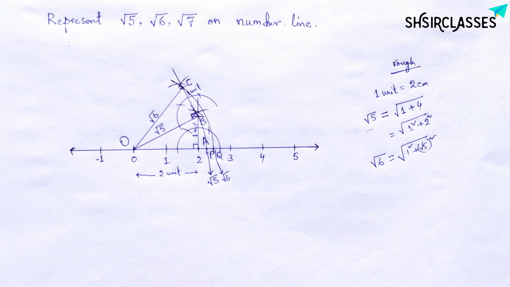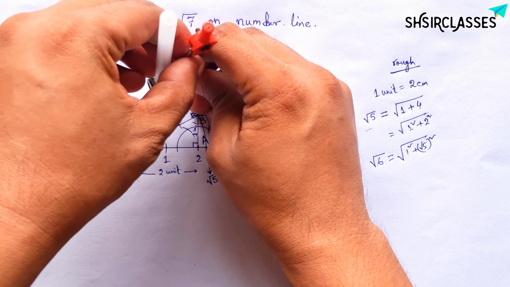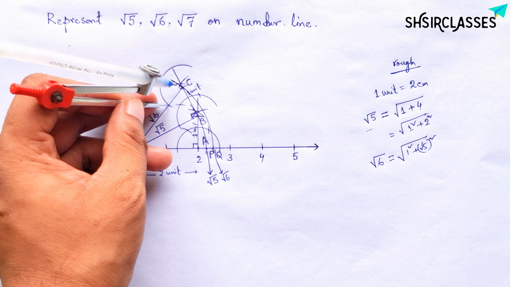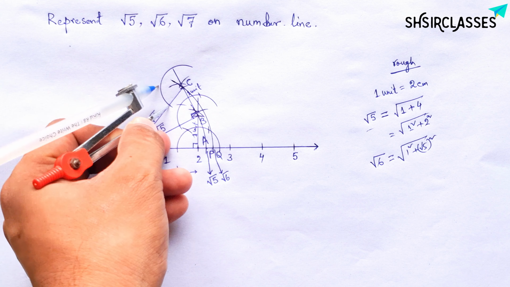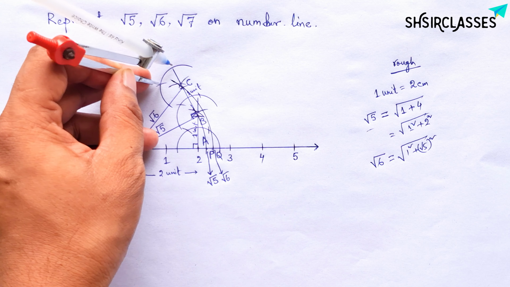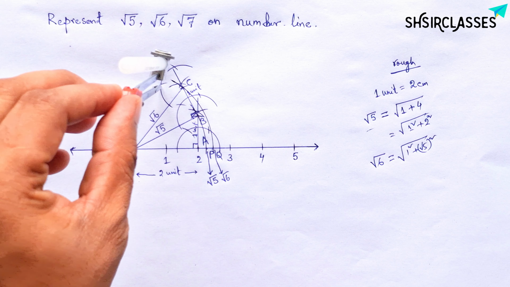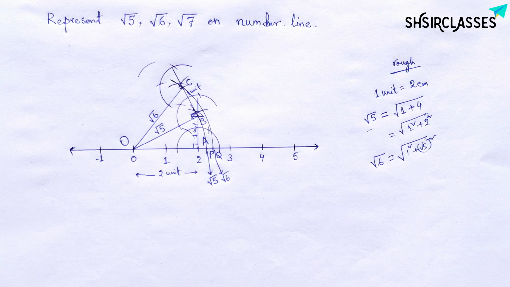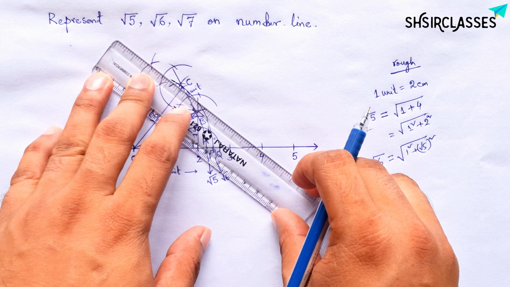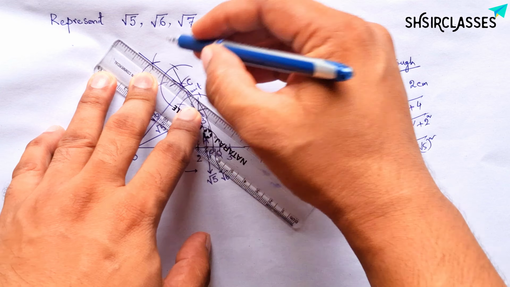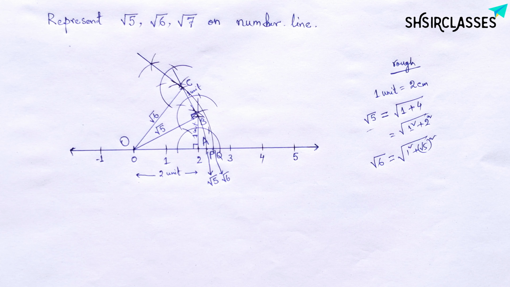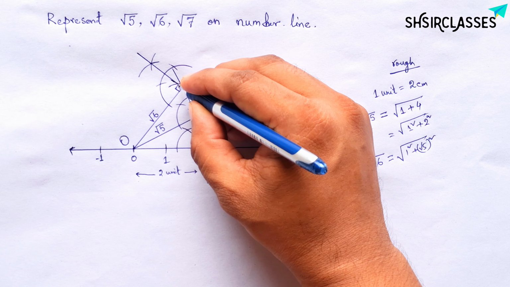Next, represent root 7 on the number line. By the same way, draw a 90-degree angle at the point C with the help of the compass. Perfect. Now put the compass here and cut here. Then join this to get a 90-degree angle and check this angle with the help of a protractor. So this is perfectly a 90-degree angle. Label the 90-degree symbol.